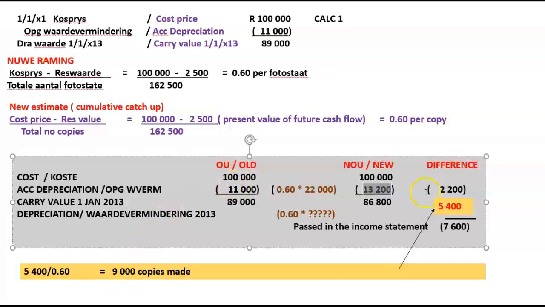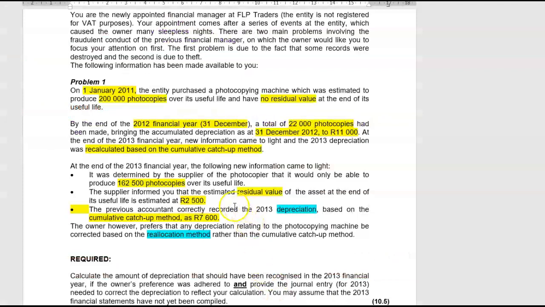So catch-up says we have to rectify the sins of the past. How much accumulated depreciation is in our books? 11,000. How much did we actually want in our books? 13,200. So therefore we're going to bump up our accumulated depreciation, by debiting depreciation expense this year and crediting accumulated depreciation with 2,200 Rand, which is the catch-up.